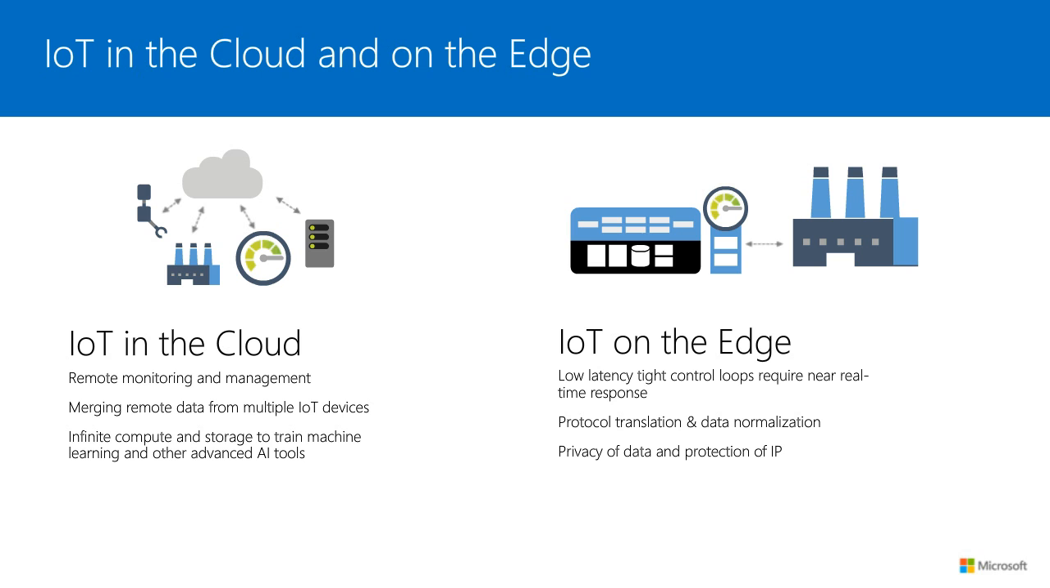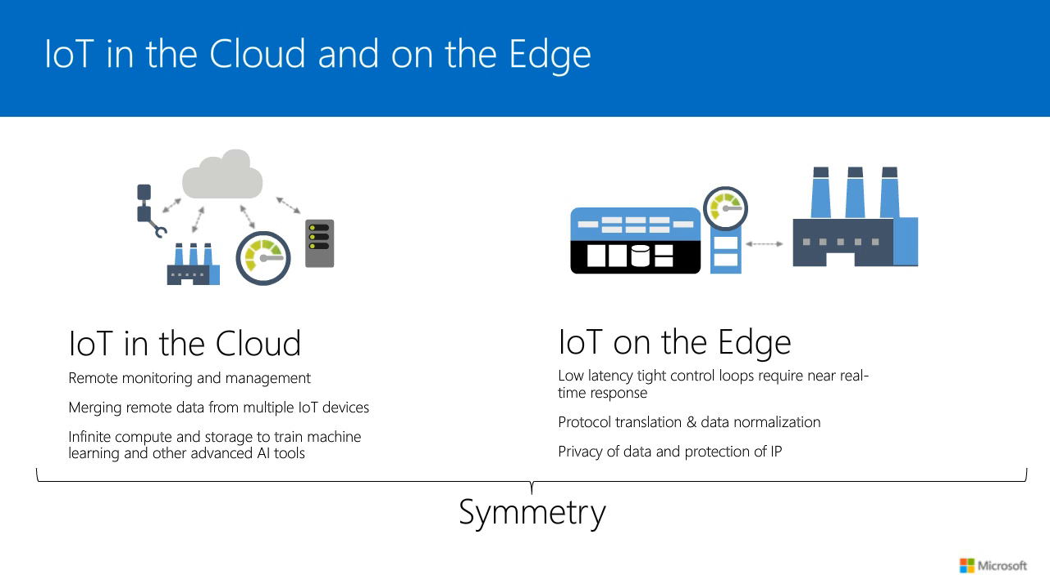On the edge, you'll also be able to do protocol translation. For devices that are not able to talk directly to the cloud, you're able to translate their local protocol into something that is compatible with the cloud. And also, you can keep the data on premise. All of that ensuring that you have symmetry between what's going on in the cloud and at the edge.